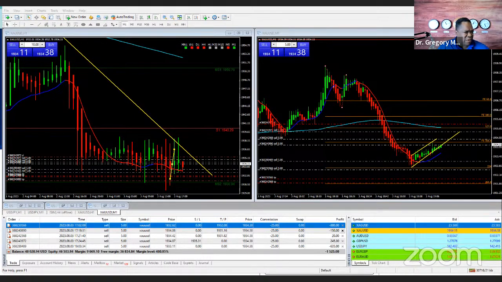1934.11, and it's kind of hanging around there. I didn't want to sit around in trades for an hour, like the initial action that we had. We closed out a bunch of trades to the south side there, and we're rallying up to support now.